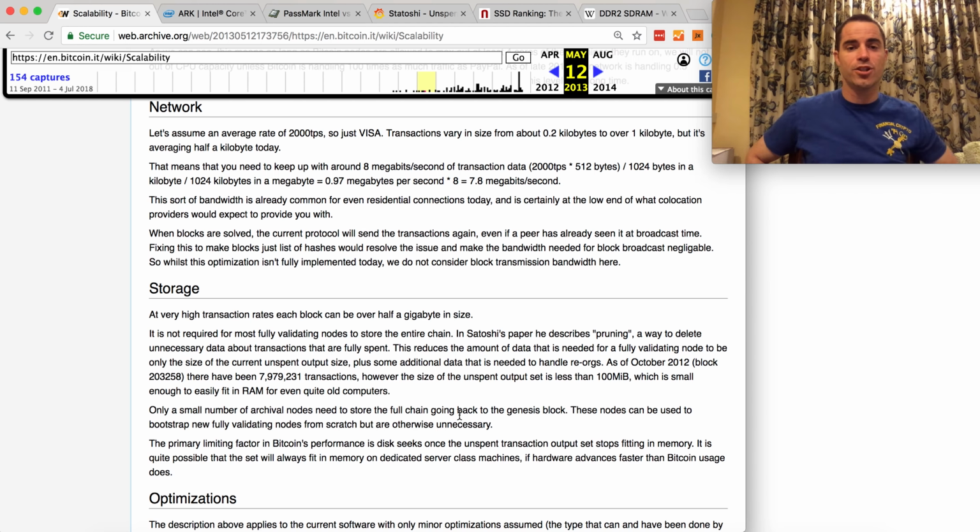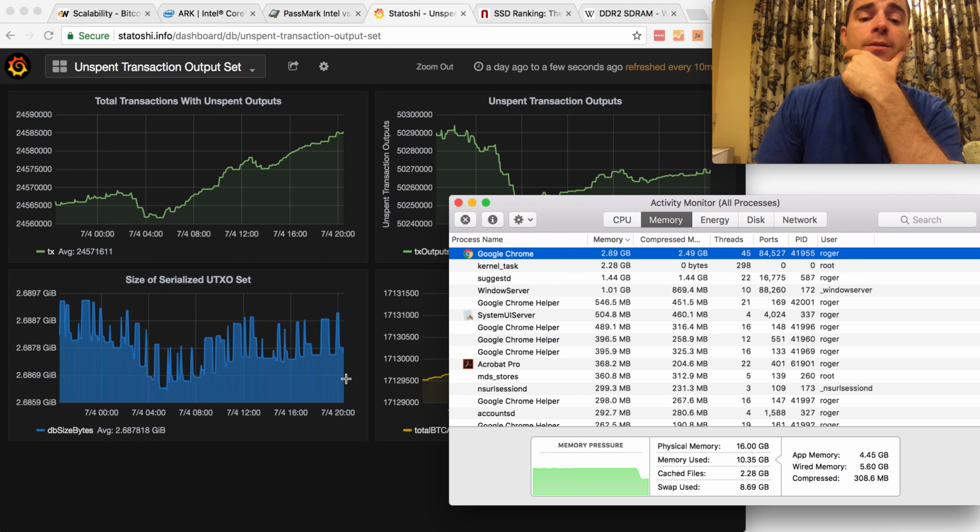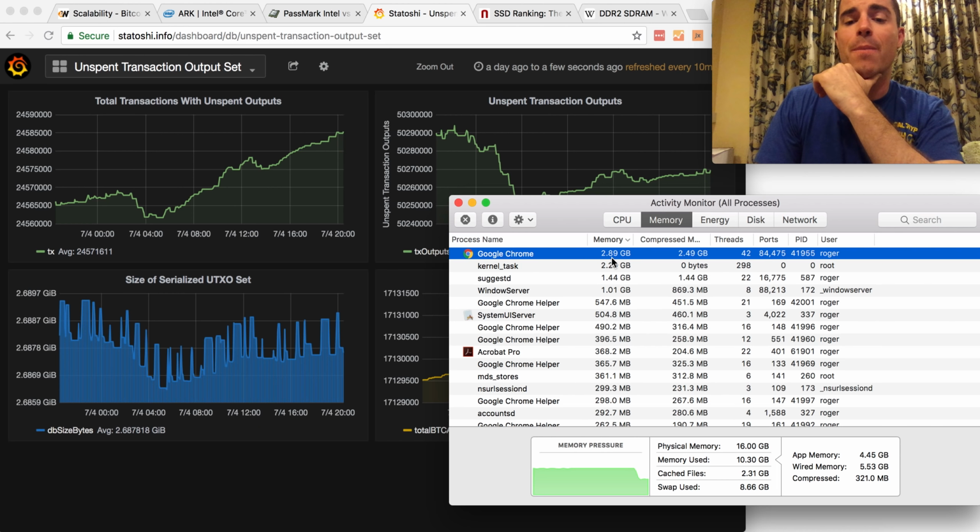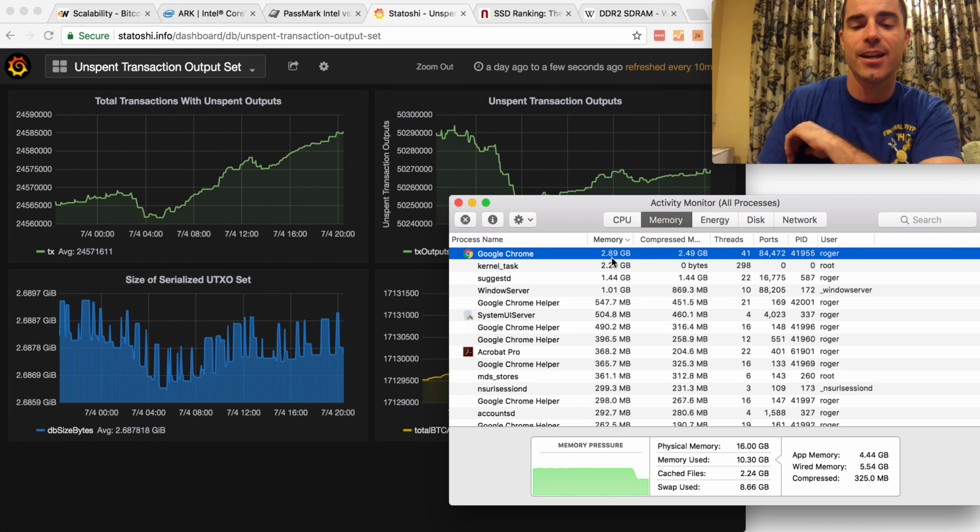Well, but here's what I wanted to show you guys. The UTXO dataset for Bitcoin Core today is 2.6 gigabytes. Google Chrome on my computer uses more memory than the entire UTXO dataset for Bitcoin Core. So obviously not a problem. If my computer can run Google Chrome, it can run Bitcoin Core, and this is just a laptop, right? It's a decent MacBook Pro laptop, right?